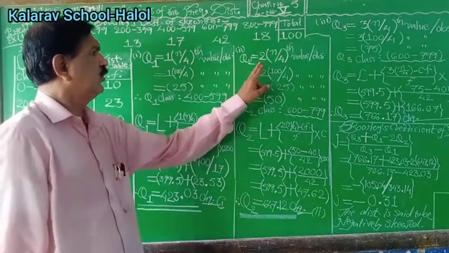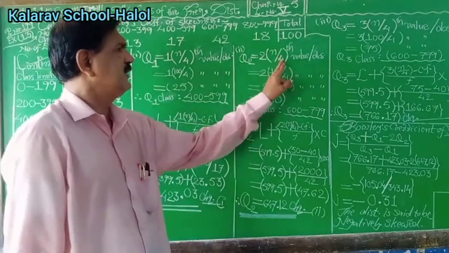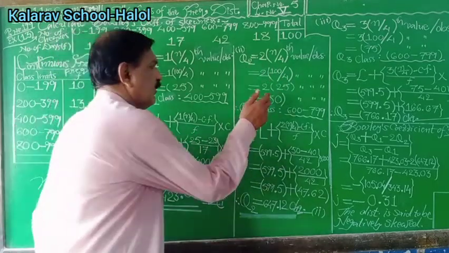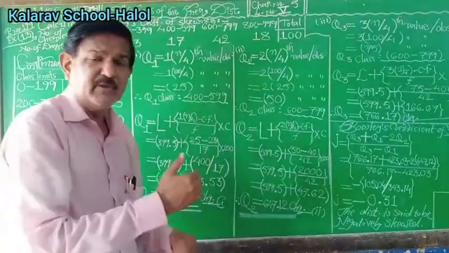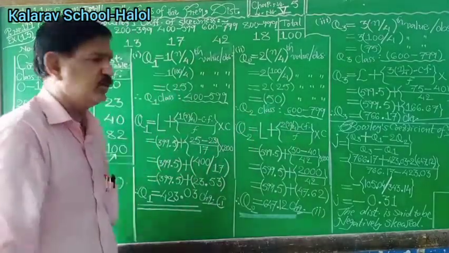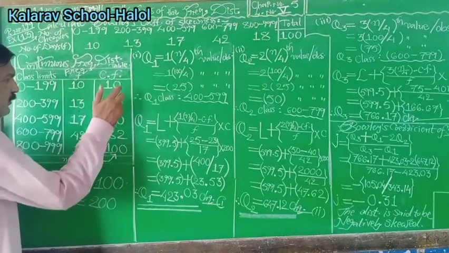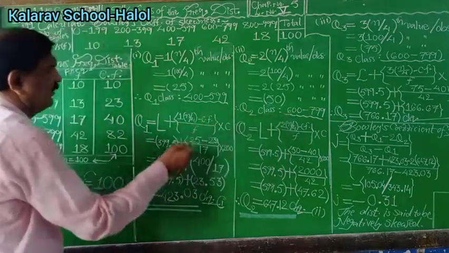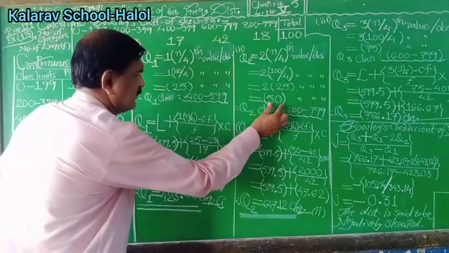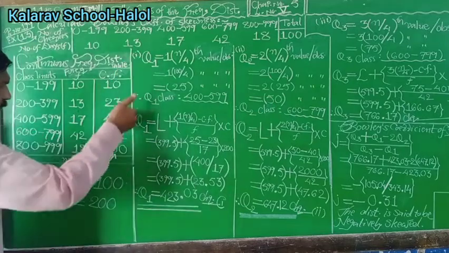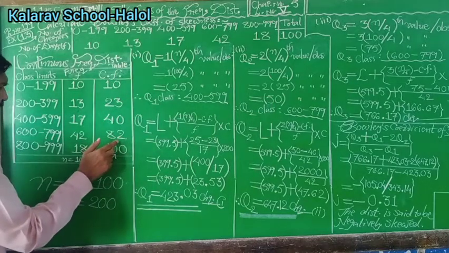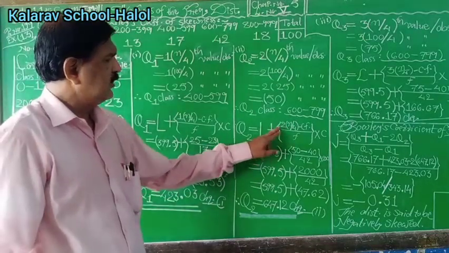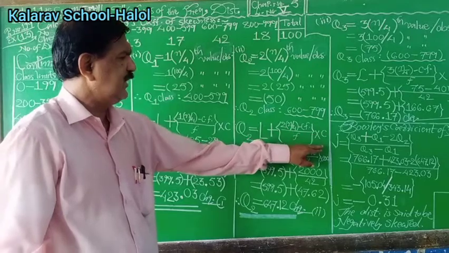Now Q2, 2 times n by 4 item. N by 4 means 100 by 4, which is 25. 25 into 2 is 50. 50 is not the value of Q2, but the measurement which decides the class of Q2. We see this value in the column of CF, just 50 or more than 50. The class of Q2 is 600 to 799. The value of Q2 is L plus (2 times n by 4 minus CF) upon f into C.